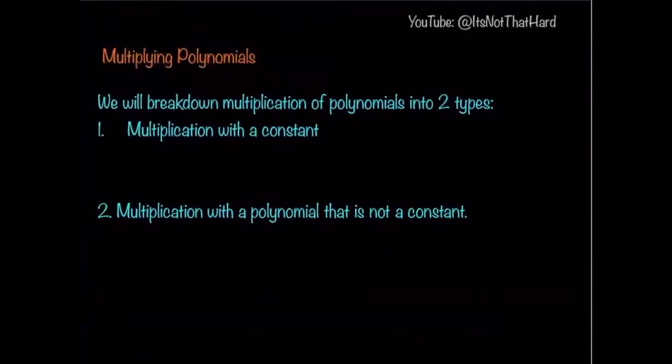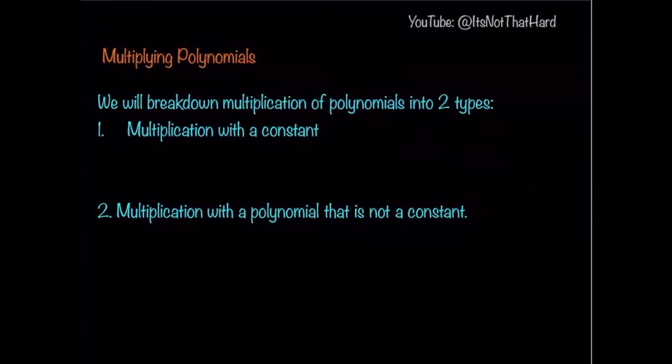Now for multiplying polynomials, I like to break it down into two different kinds. The first one is when you're multiplying the polynomial with a constant, so with a number like 1, 2, 3, 4, a half, minus 3. And the next one is when you're multiplying with a polynomial that is not a constant. So when you're multiplying with an actual polynomial with terms like x or xy or x squared.